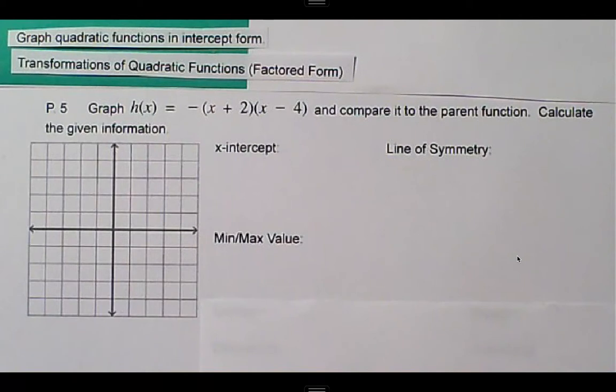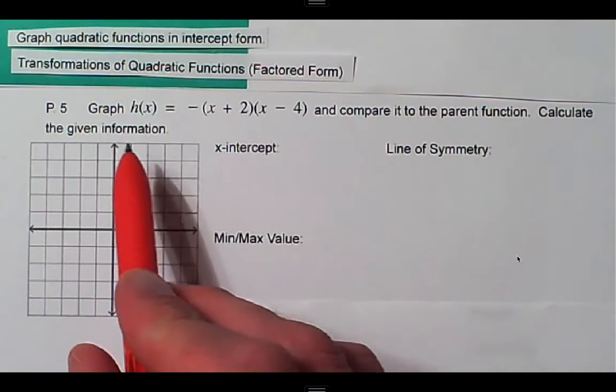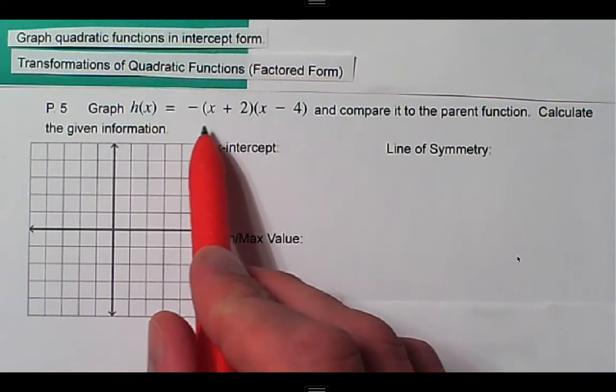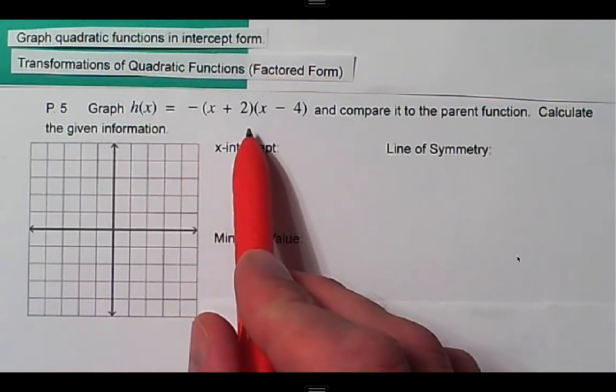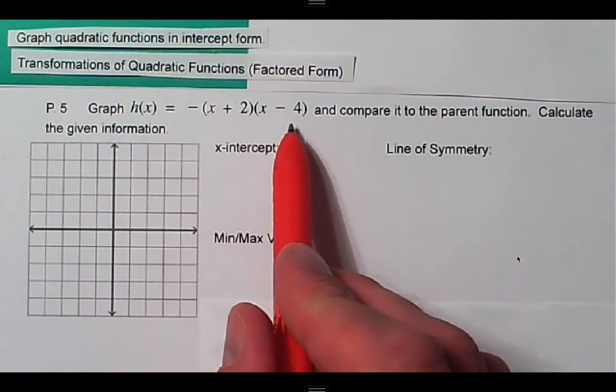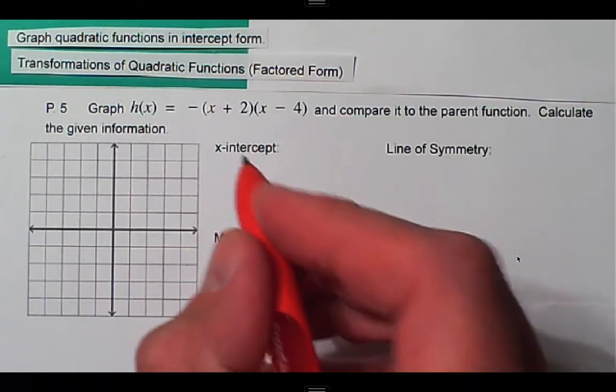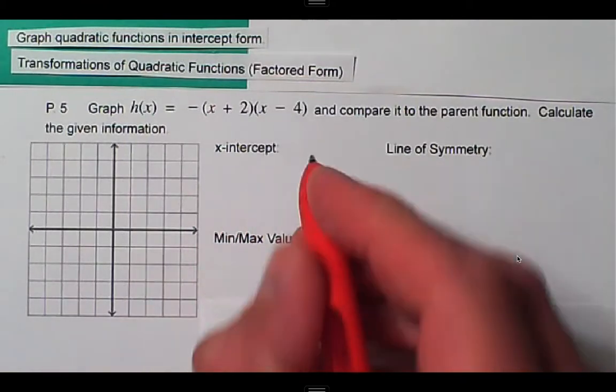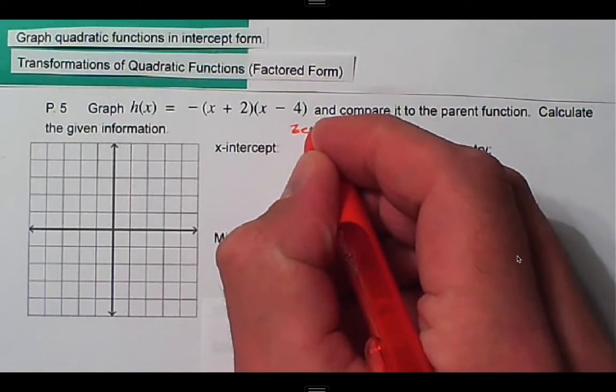Talking about graphing quadratic functions in intercept form and transformation of the quadratic functions in factored form. So we have the graph h of x equals negative times the quantity x plus 2 times the quantity x minus 4. So again, in order to find the x-intercepts, we want to use the zero product property.